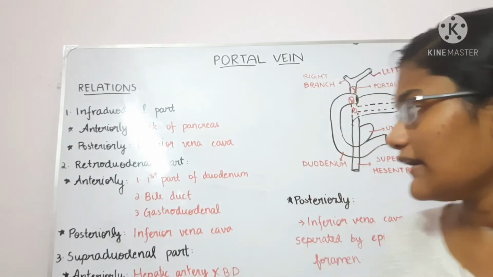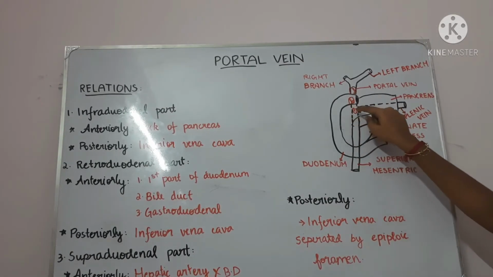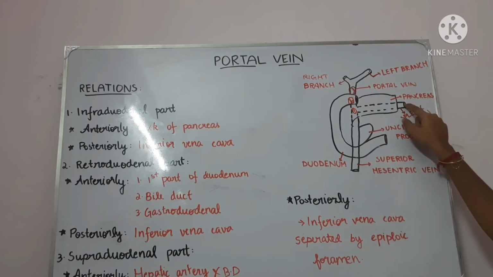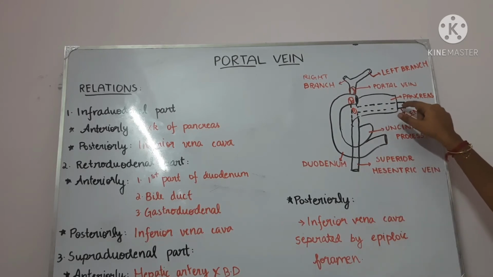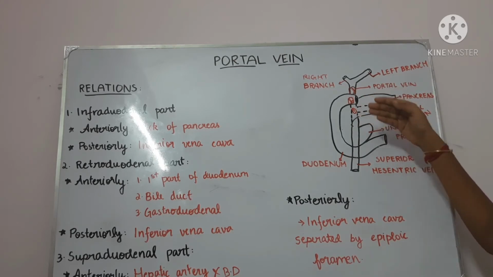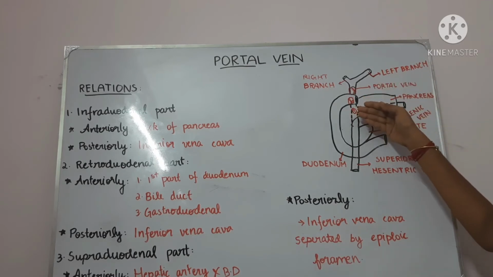And the portal vein starts at the level of the neck of the pancreas by the union of the superior mesenteric vein and the splenic vein. And the inferior mesenteric vein drains into the splenic vein. This is at the level of the neck of the pancreas, at the level of the second lumbar vertebra. Anterior to it is the neck of the pancreas, posterior to it is the inferior vena cava.